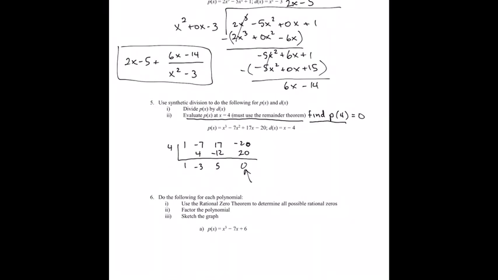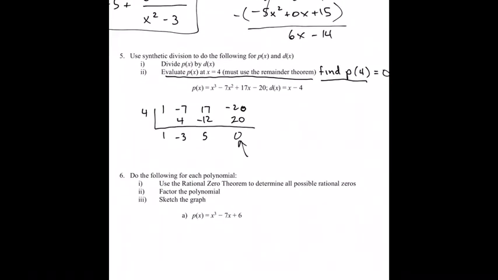Okay, question 6, this is from section 3.4. We need to find all possible rational zeros using the rational zero theorem. That's our p divided by q. Factors of p, remember, are here. Factors of q come from the leading coefficient. So 6 divided by 1 is just going to be 6. So we need factors of 6, which are plus or minus 1, plus or minus 2, plus or minus 3, and plus or minus 6. That's a list of possible rational zeros.